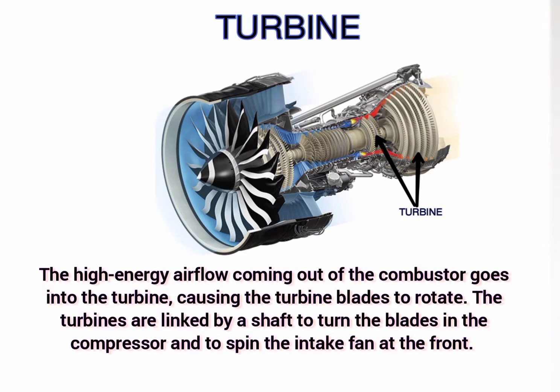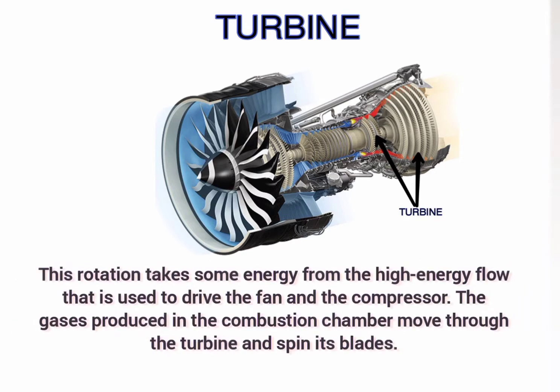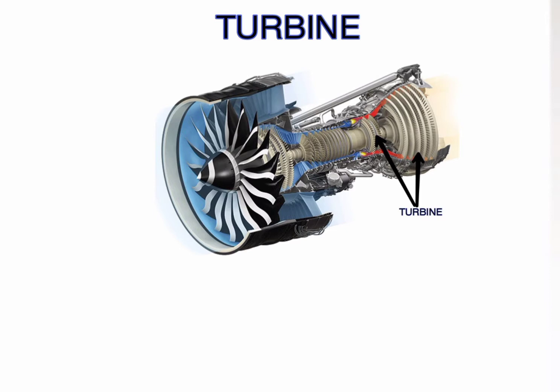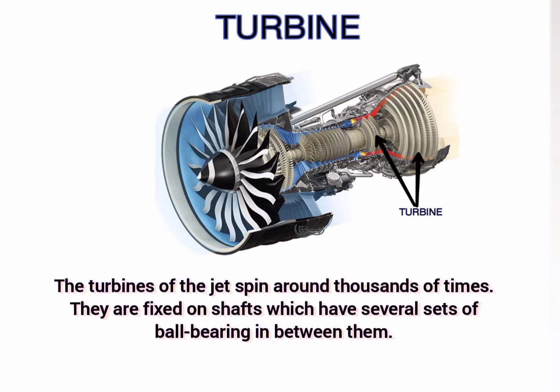The high-energy airflow coming out of the combustor goes into the turbine, causing the turbine blades to rotate. The turbines are linked by a shaft to turn the blades in the compressor and to spin the intake fan at the front. This rotation takes some energy from the high-energy flow that is used to drive the fan and the compressor. The gases produced in the combustion chamber move through the turbine and spin its blades. The turbines of the jet spin around thousands of times. They are fixed on shafts which have several sets of ball bearings in between them.